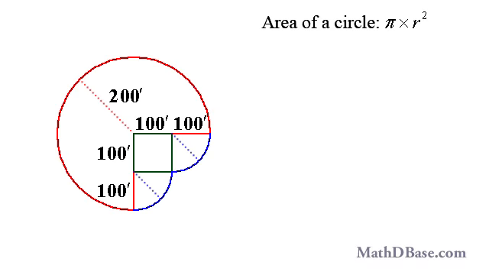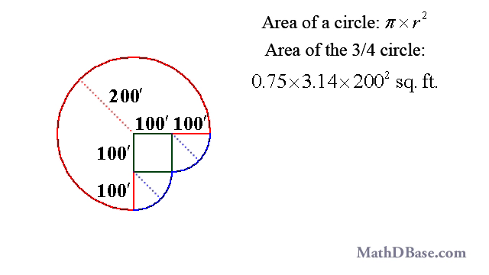The area of a circle is pi times the radius squared, so the area of the 3/4 circle is approximately 0.75 times 3.14 times 200 squared square feet, which is 0.75 times 3.14 times 40,000 square feet, or 94,200 square feet.